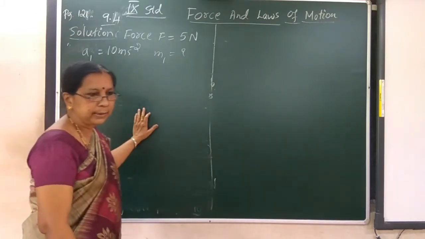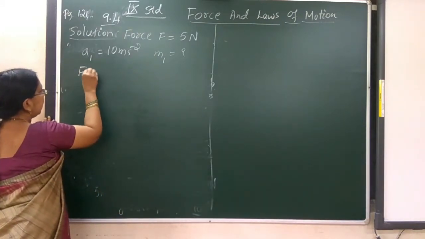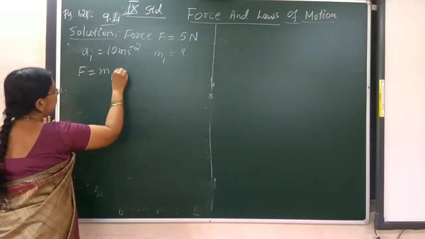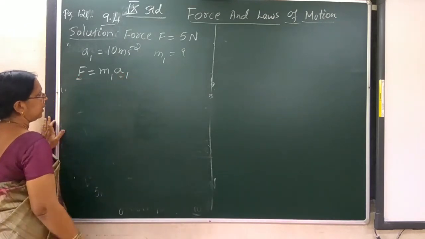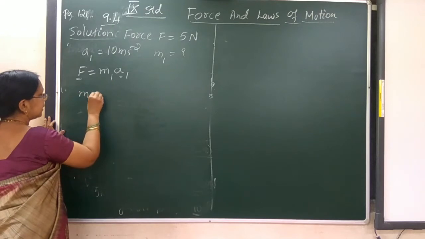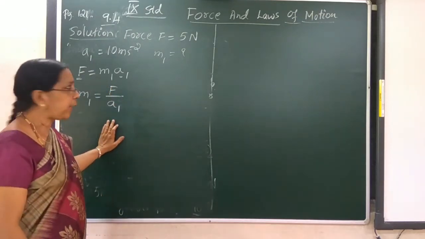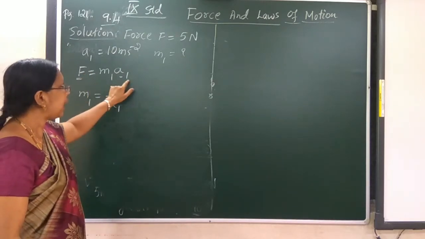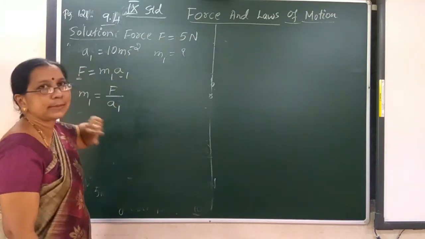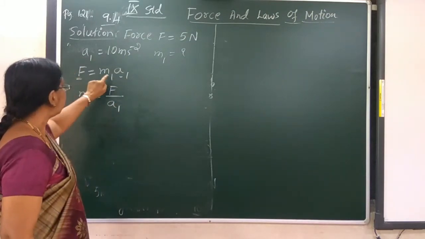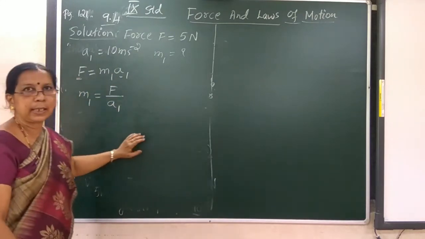How to find m1? You know the formula: F is equal to m1 a1. Now you know F and you know a1. So m1 is equal to F by a1. Force is given, 5 Newton, and a1 is given, 10 meter per second square. So what is m1? m1 is equal to F by a1.